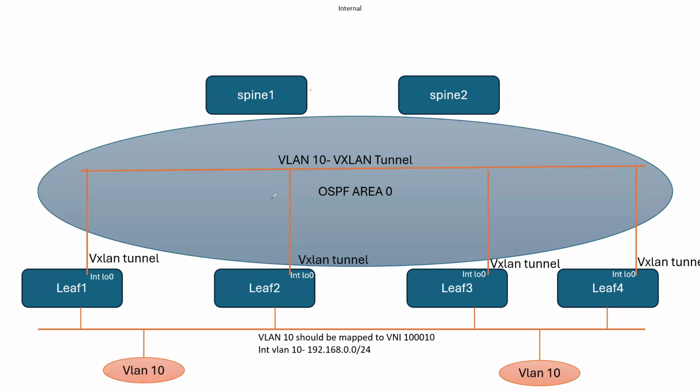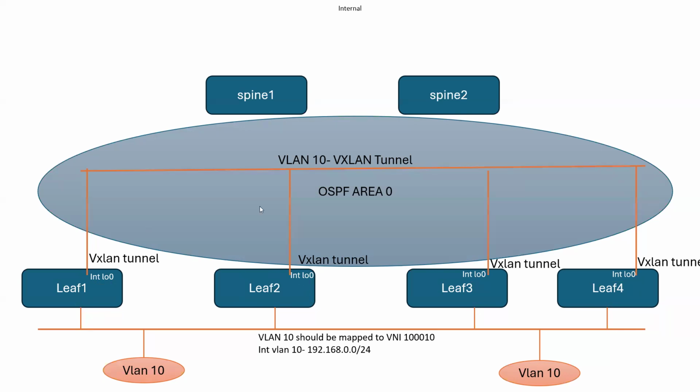We have spine switches, we have leaf switches. On the leaf switches, we have loopback 0, which is going to be used as the VXLAN source interface. We have a VLAN which we are going to configure on all the leaf switches, and I'm going to extend this VLAN host interface using VXLAN between all the leaf switches.